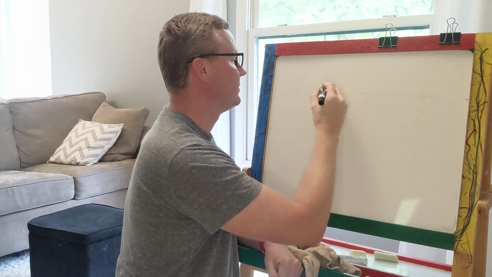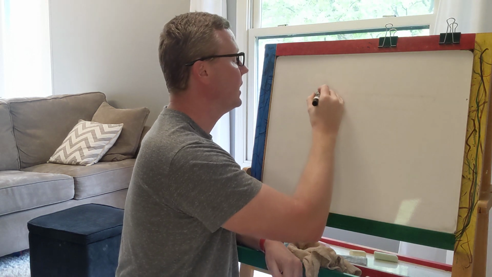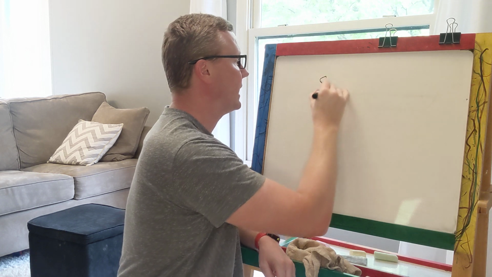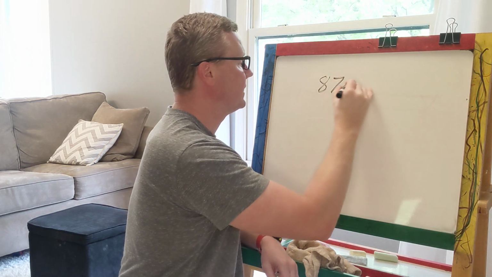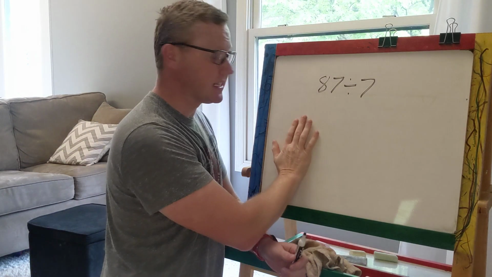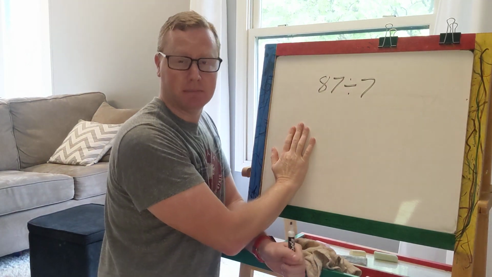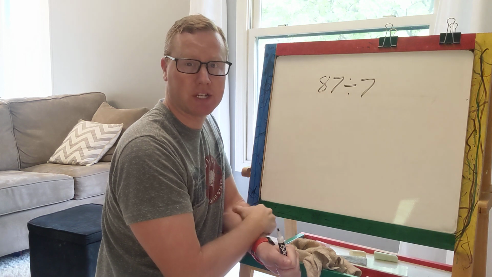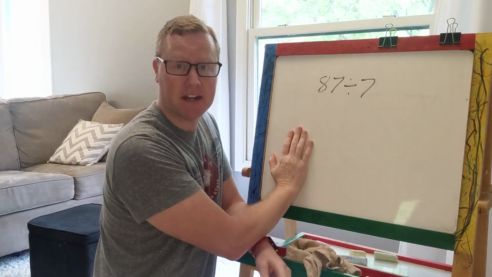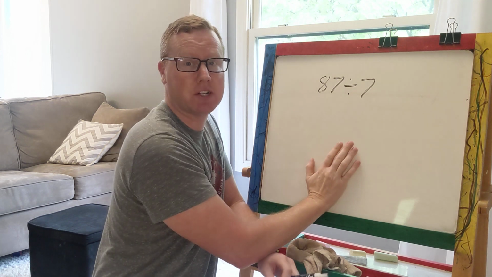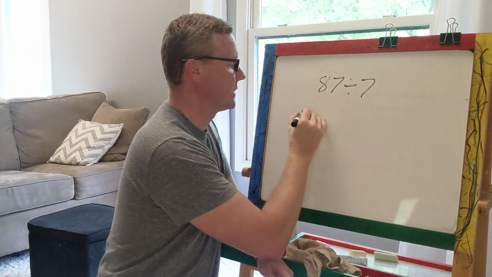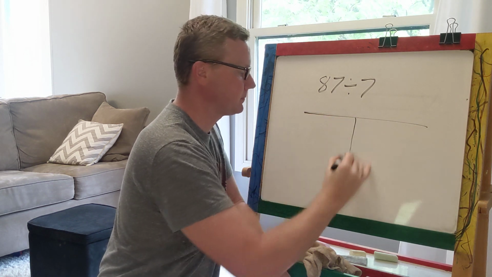Let's say we have 87 divided by 7. I'm going to skip the modeling method and just do the ratio tables. If you need to do the modeling method, that's fine, go ahead. But I want you to start to try to practice with the ratio tables. So we're going to start with our ratio table.